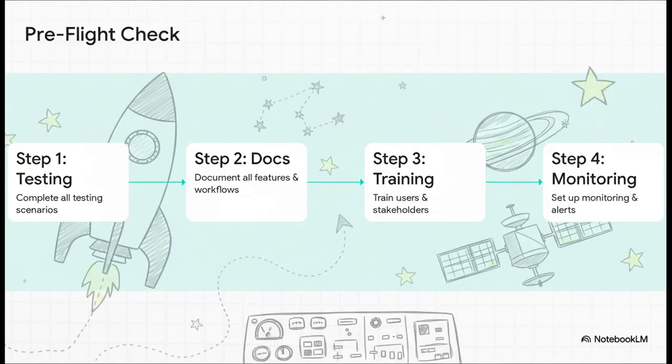Let's break down what this systems check actually looks like. Step 1, you have to confirm that every single testing scenario is done, no cutting corners. Step 2, get all your features and workflows documented. Step 3, train your users and stakeholders. This is totally non-negotiable. And finally, Step 4, make sure your monitoring and alerts are live. You need to know the instant something isn't working perfectly. Every checkmark here is a big, fat go for launch.